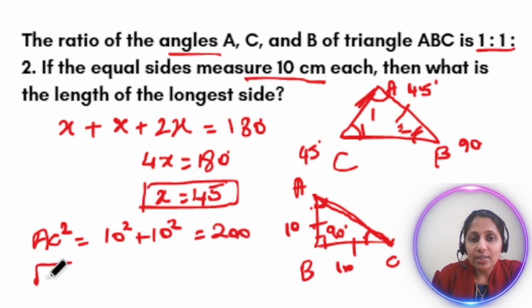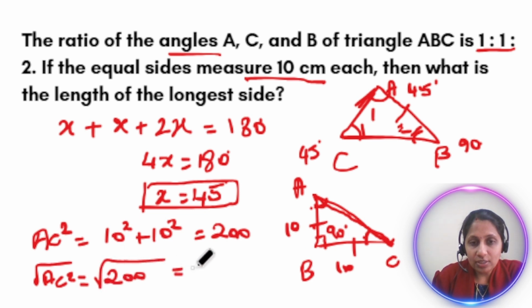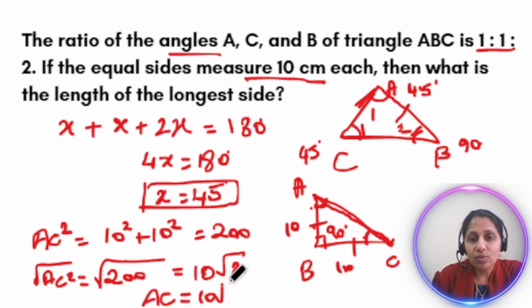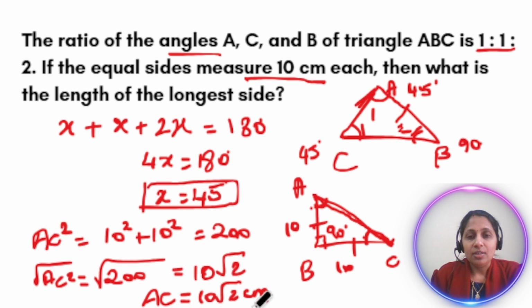So we want AC only. Taking square root on both sides, square root of 200, which is nothing but 2 into 100. Taking the square root out, you get 10 root 2. So AC is nothing but 10 root 2 centimeters. So the length of the longest side is 10 root 2. I hope you are clear with this question.